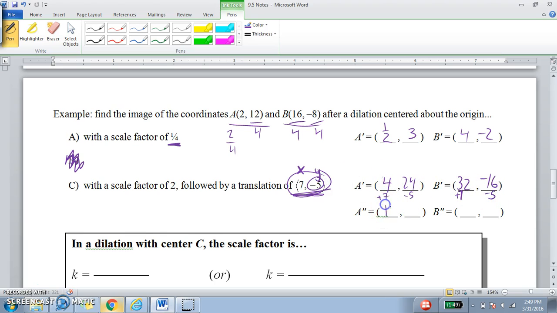So 4 plus 7 turns into 11. 24 minus 5 turns into 19. 32 plus 7 turns into 39. -16 minus 5 turns into -21.